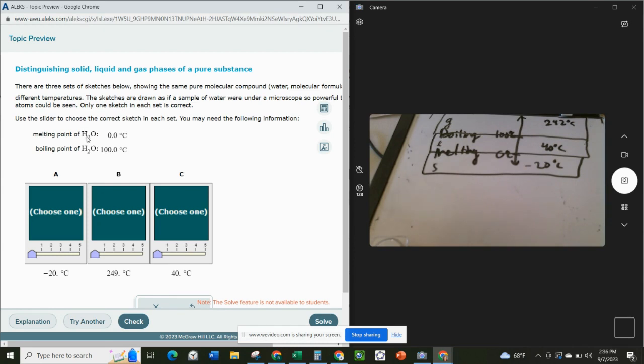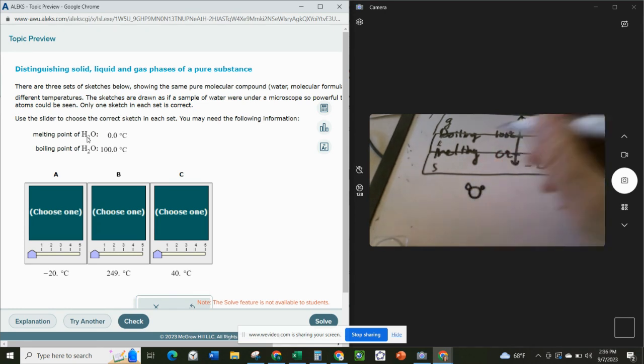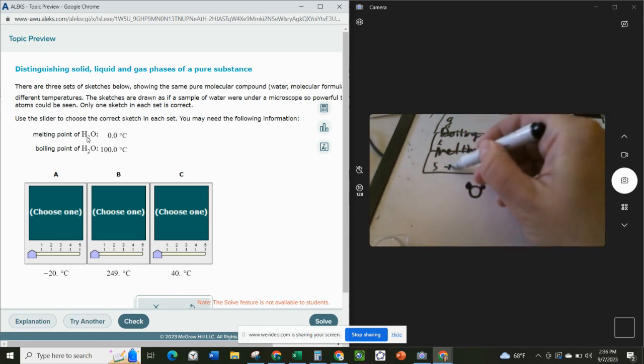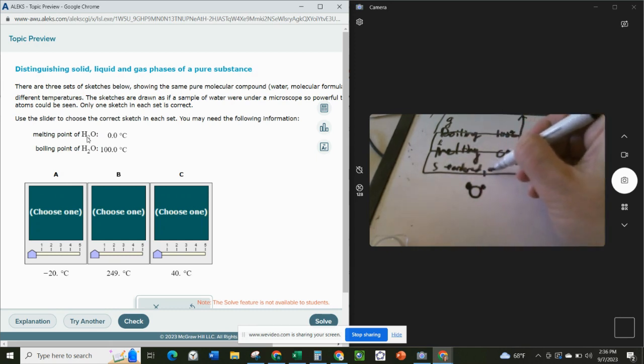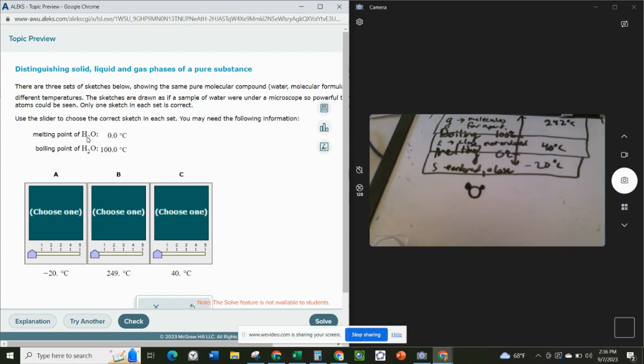And then we have to think about, okay, water. Water looks like we're going to have 2 hydrogens on an oxygen. So something like that. Okay. And then for a solid, we're going to have something that's ordered. So very ordered, close together. Liquid, they're going to be close and not ordered. And they can slide past each other. And then gas will have molecules that are far apart. Okay, so let's go through.